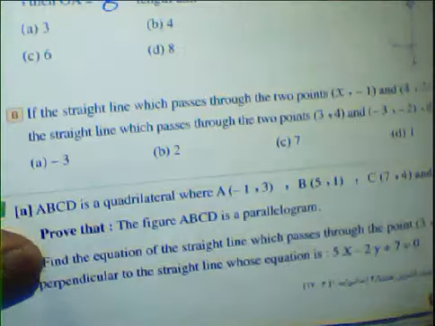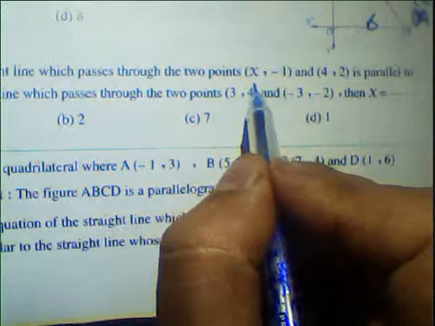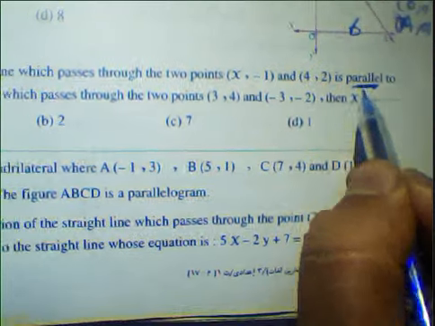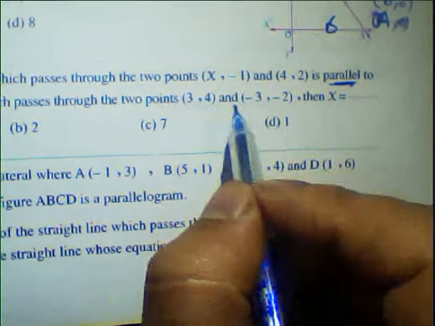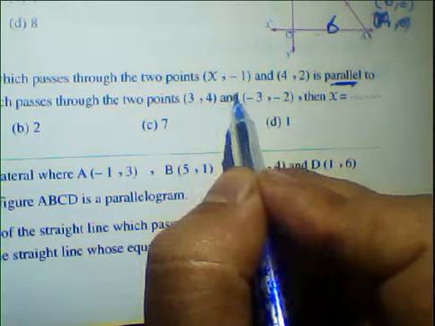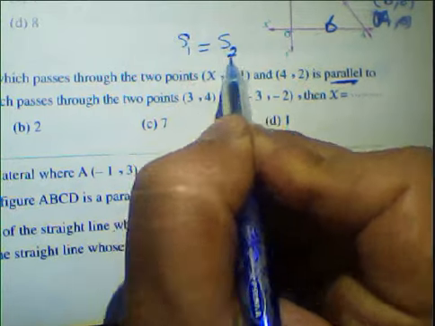6 length units. Question number 6. If the straight line which passes through the two points (x, -1) and (4, 2) is parallel to the straight line which passes through the two points (3, 4) and (-3, -2), then x equals? We know two straight lines are parallel, so slope 1 must be equal to slope 2.